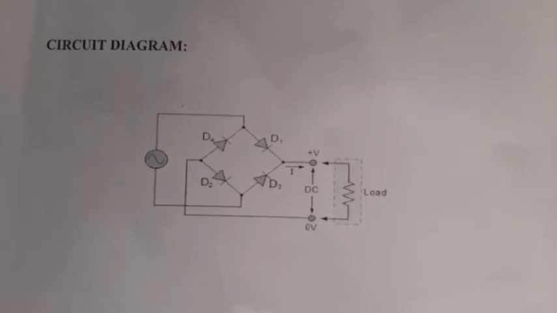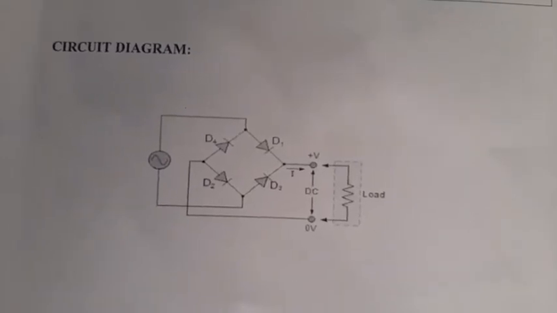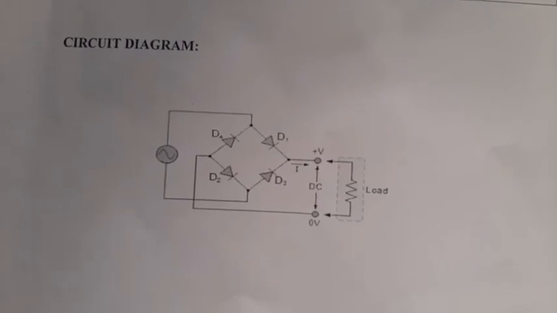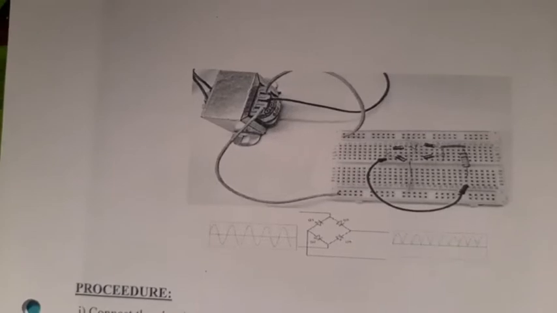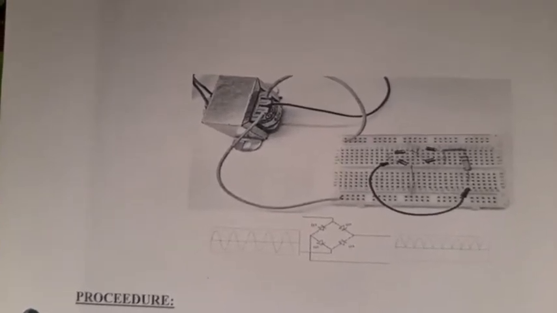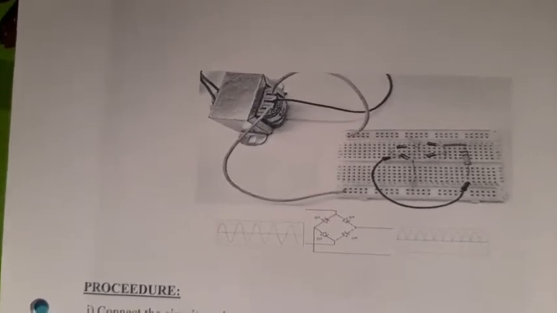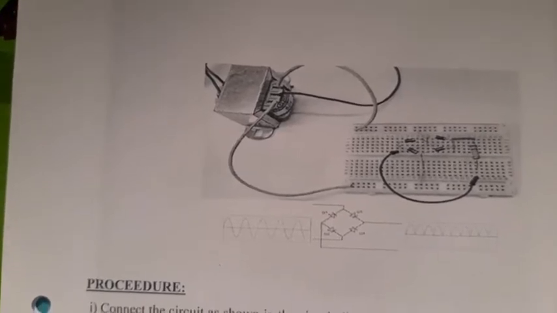Here you can see 4 diodes, D1, D2, D3 and D4, connected to the AC input, and the DC output is obtained across the load resistance. Here you can see the breadboard connections. On the breadboard, 4 diodes are connected in bridge shape, a resistor is connected, and the diodes are connected to the secondary of the transformer.